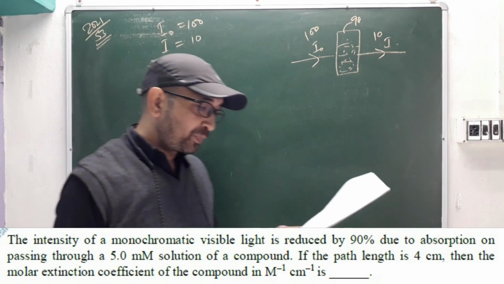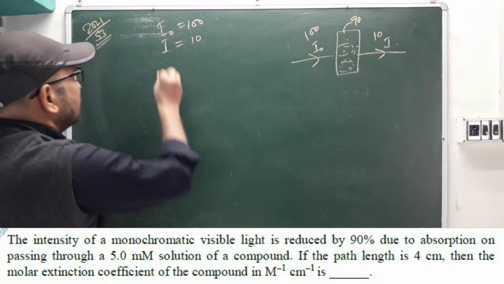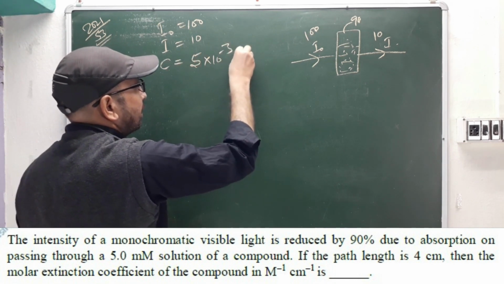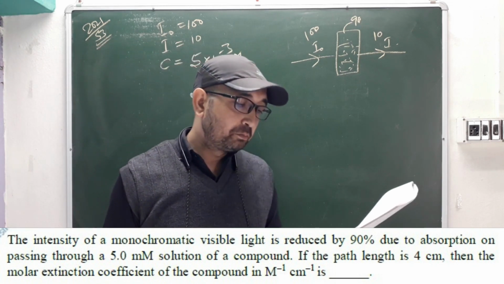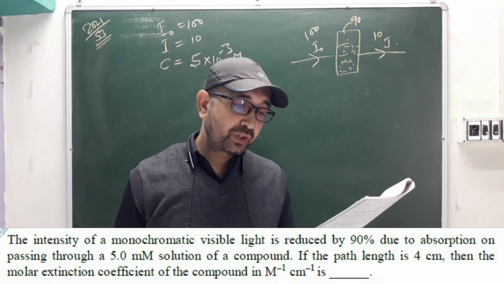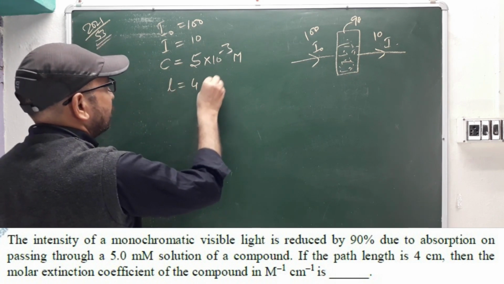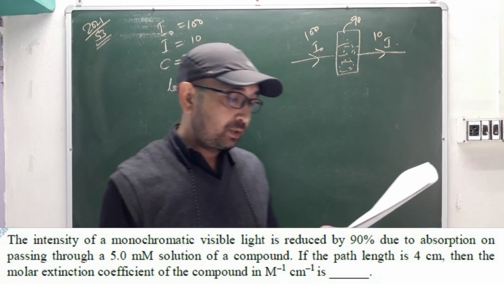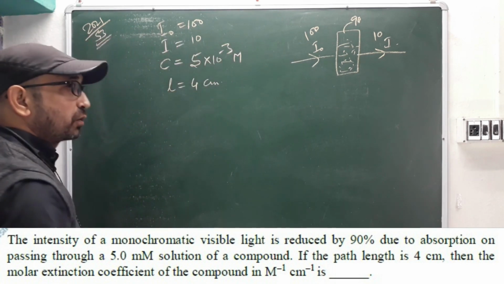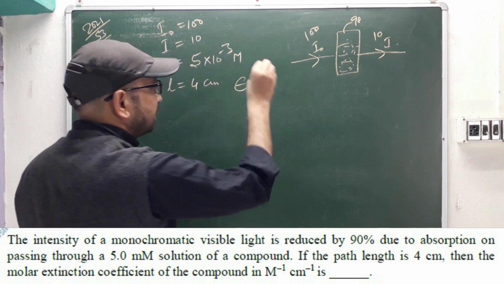Remaining, what is that? See, absorption on passing through a 5 millimolar solution. So the concentration they have given is 5 into 10 to the power minus 3 molar, because I have converted millimolar to molar, of a compound. If the path length is 4 cm, just see, path length they have given 4 cm, and then the molar extinction coefficient of the compound. Molar extinction coefficient or molar absorptivity coefficient is the same. They are asking epsilon. What is the value of epsilon?